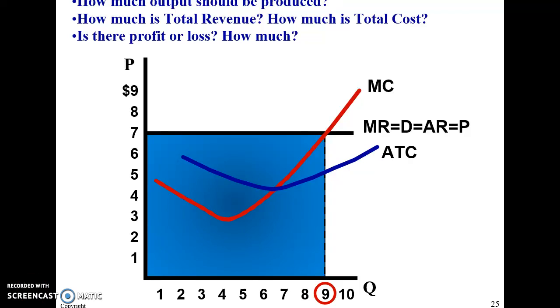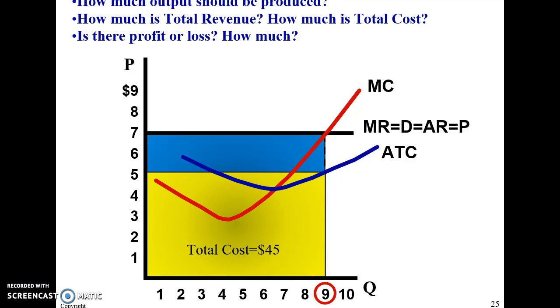Okay, so continuing from the first video, now we look to see how much total cost is. Well, if you go from the quantity of 9 up to the average total cost curve, at 9 units, average total cost looks to be 5. And so the area from 9 by 5 rectangle is the total cost.